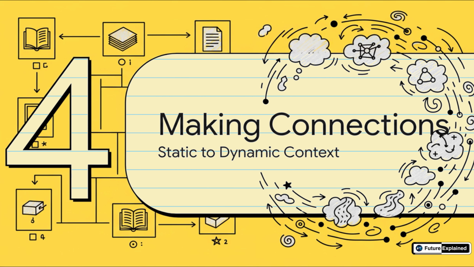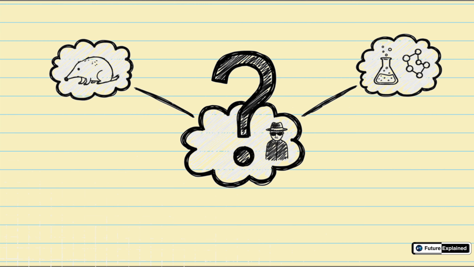So what we've described so far is like building a massive, static library of meaning. Every token has its fixed place on a shelf. But of course, that's not how language works, is it? The meaning of a word can change completely depending on the words around it. It's all about context. Just take the word mole.